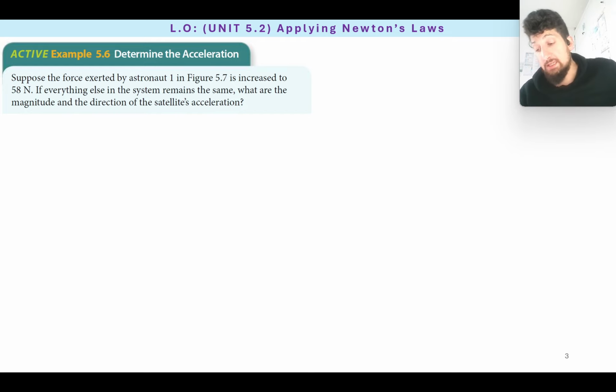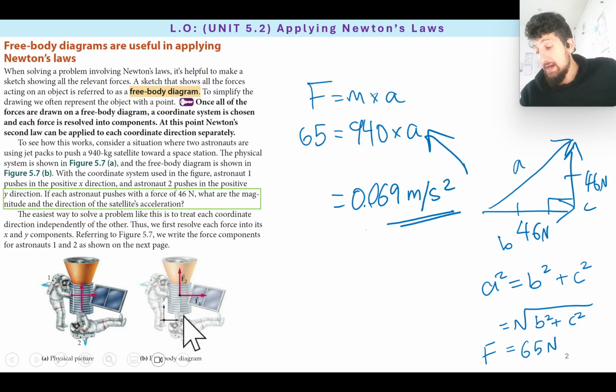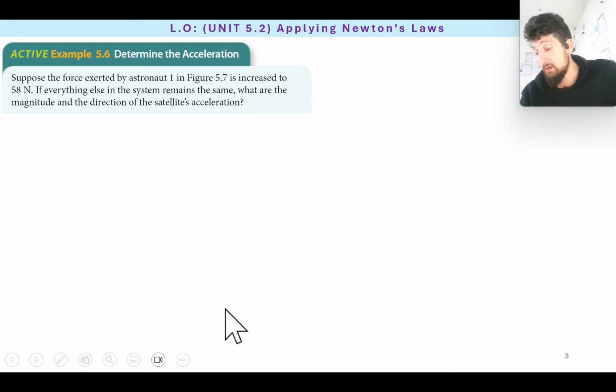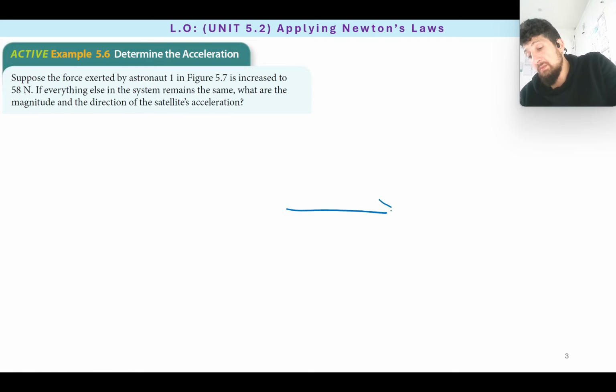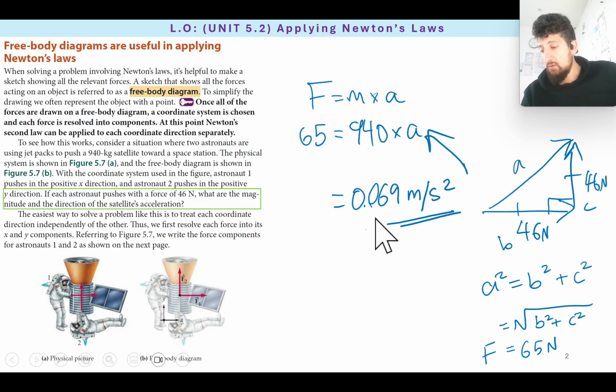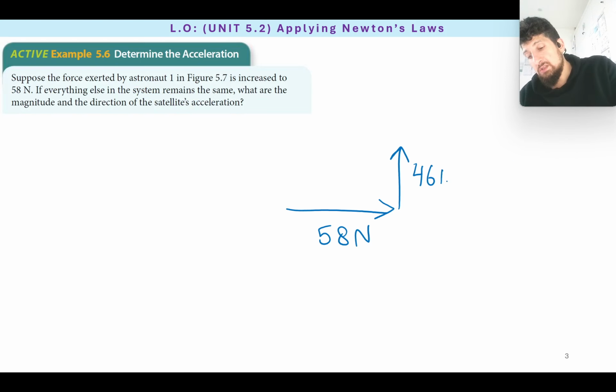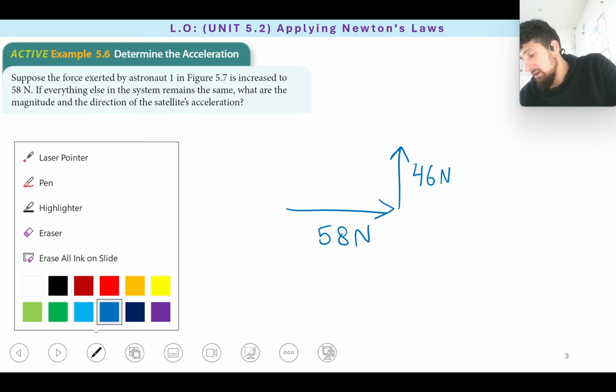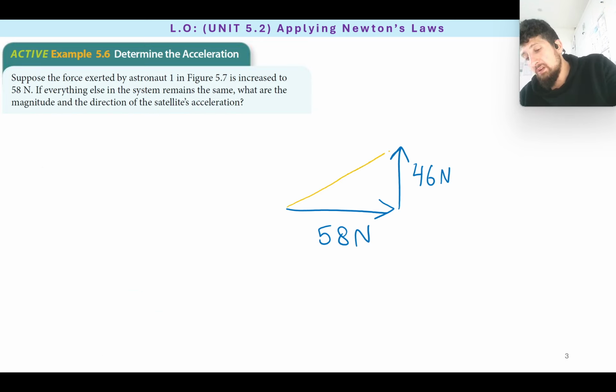Initially, that satellite, remember, had 46 and 46 acting in both directions. That's astronaut 1, that's force 1. So this time he's saying that astronaut 1 now is changing. He's pushing a bit more. So he's putting in a bit more force. So this time it's 58 newtons on this side, while still 46 newtons on this side. Is it 46? Was it 46? Let's see if you're paying attention. 46 indeed. 46 newtons. So now I need to work out the overall force, and this time it's going to be at a different angle too. So let's work out the overall force.